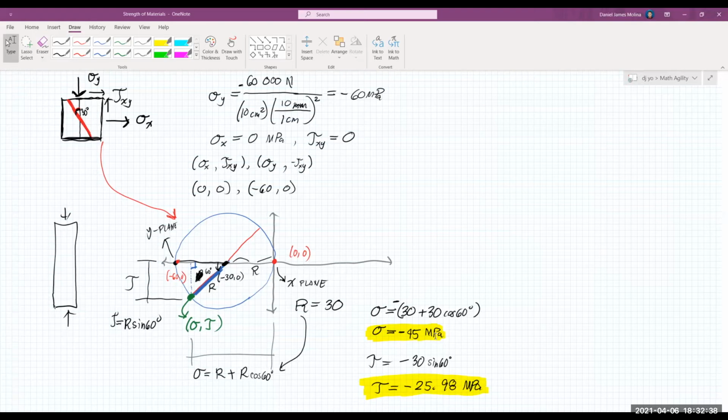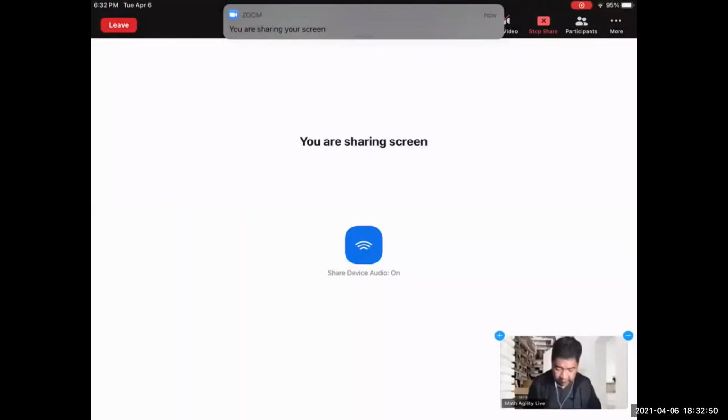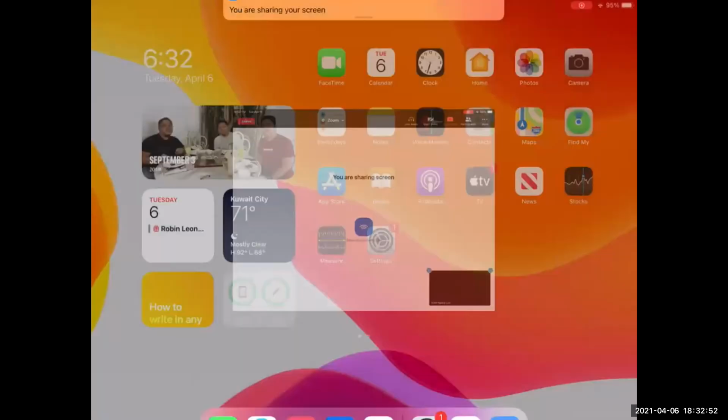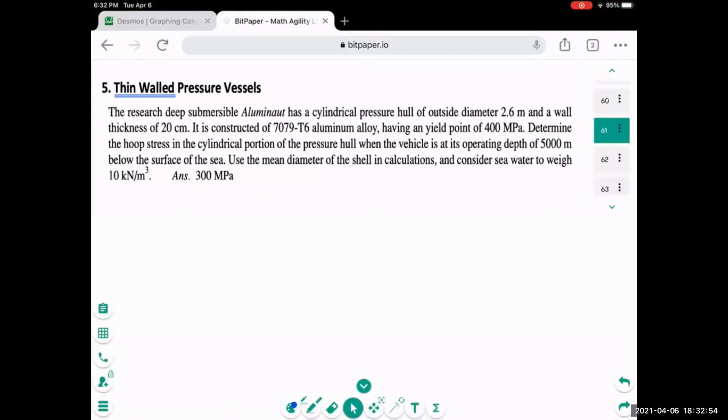Thank you, DJ. So let's move on to the fifth problem. Okay, let me just share my screen again. So the fifth problem is about thin-walled pressure vessels. So if you can see my screen, so this is the problem.